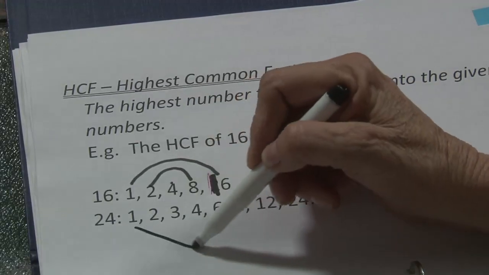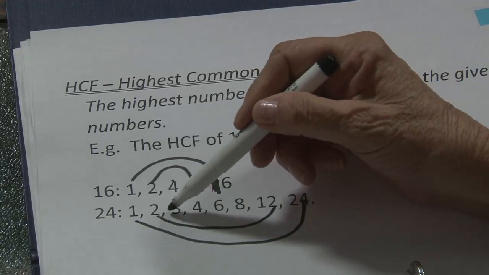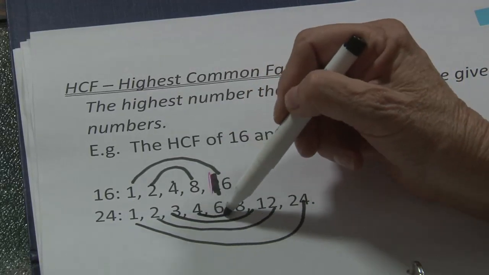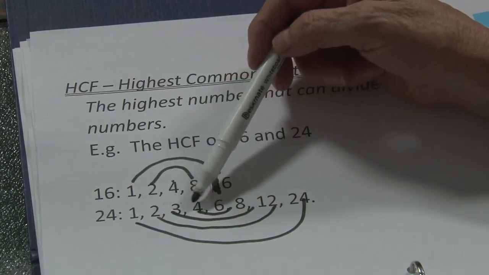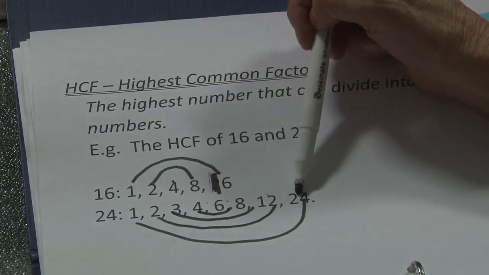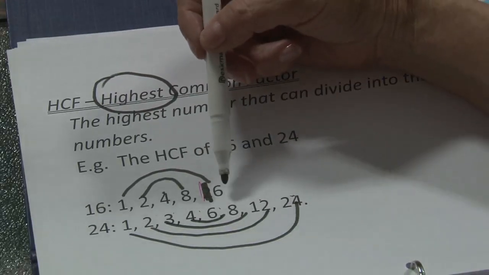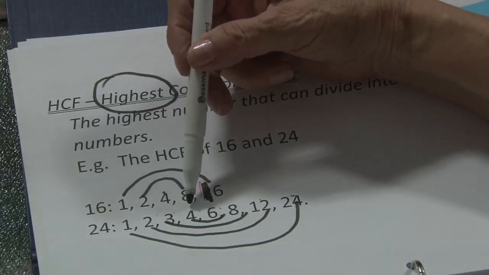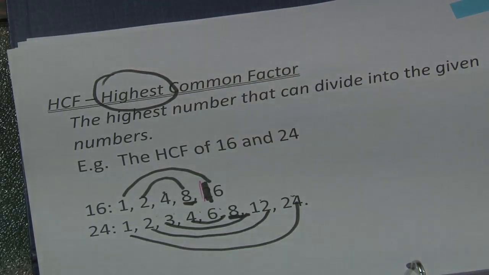24: 1 times 24 gives me 24, 2 times 12, 3 times 8, and 4 times 6. So the factors of 24 are 1, 2, 3, 4, 6, 8, 12, and 24. Now the highest common factor is the first one from the right to the left, which will be 8. This is how you find the highest common factor.